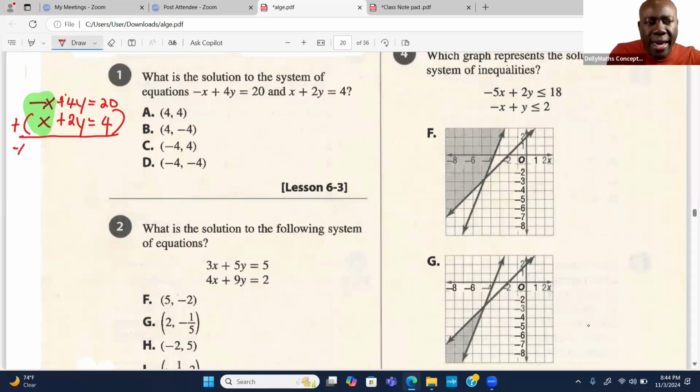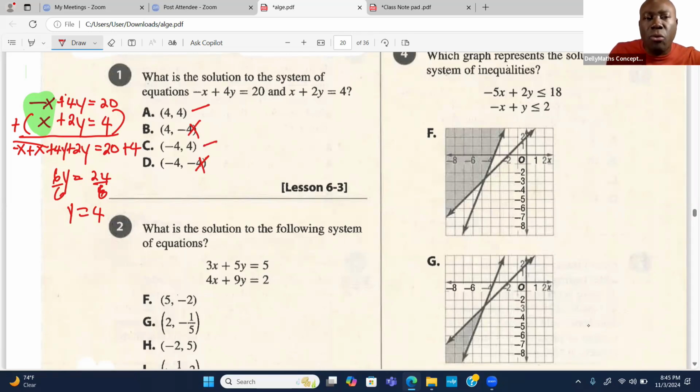So if I add negative x plus x and then 4y plus 2y, then I'm adding 20 plus 4. These x's will cancel. Negative x plus x is a 0, so I'm going to have 6y, which is equal to 24. Divide by 6, I should say. So y is equal to 4. So when I look at my solutions, I already know that this is out and this is out because y must be 4. So it's either this or this that I'm looking for.